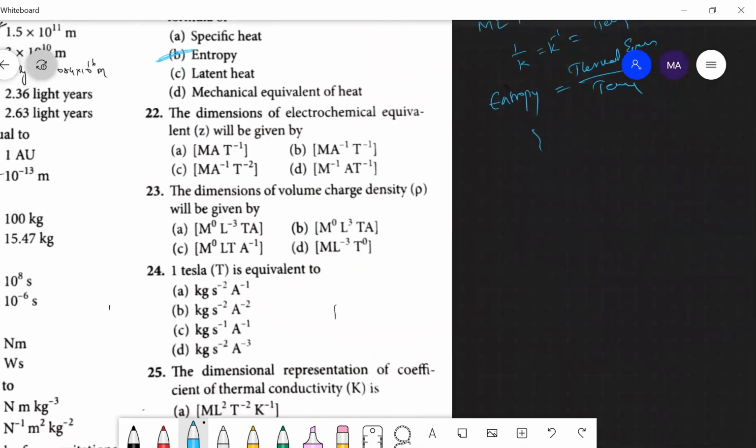22. The dimensions of an electrochemical equivalent Z will be equal to how much? This generally comes in chemistry, but still in the current electricity chapter we are having electrochemical cells. That is the reason we say that mass of the substance liberated or deposited at the cathode will be directly proportional to the charge through the electrolyte. That means if I'm writing this relation here, mass is directly proportional to charge. Removing the proportionality constant, we are getting Z into Q. Z is known as electrochemical equivalent.